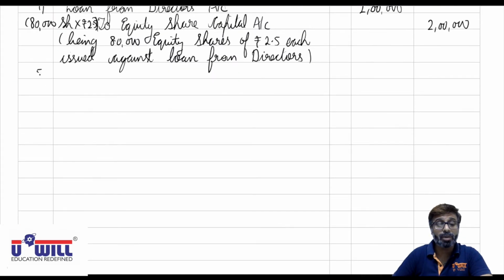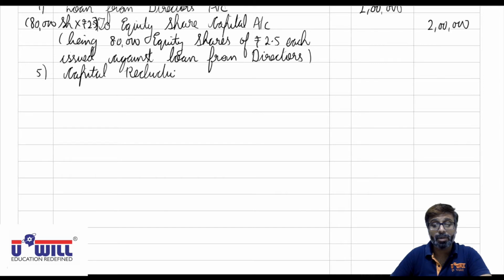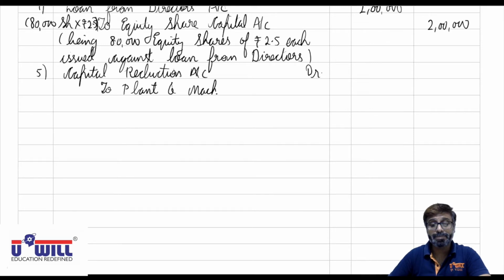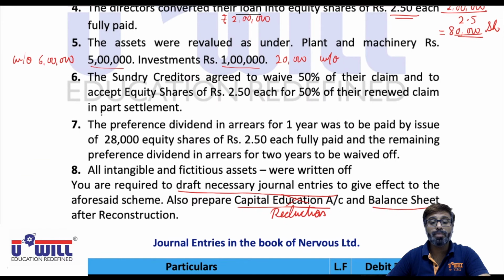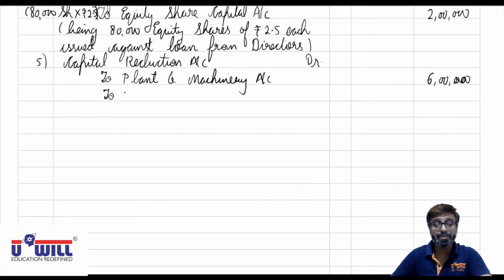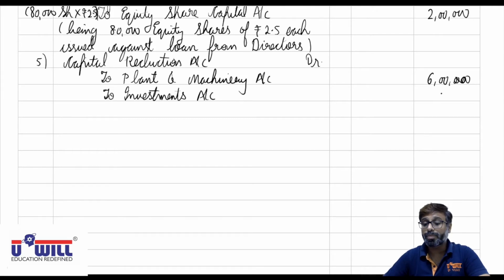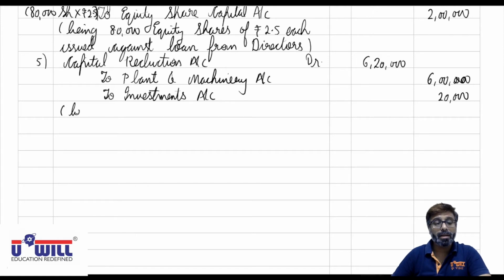This what we are writing off we will utilize from capital reduction. So capital reduction account debit, to utilize the capital reduction for writing off various assets. Capital reduction account debit to plant and machinery account with 6 lakh rupees. What is written off? 11 lakhs valued at 5 lakhs means what is written off is 6 lakhs. And to investments account 20,000. So 6,20,000 we will debit to capital reduction account. Being assets written off.